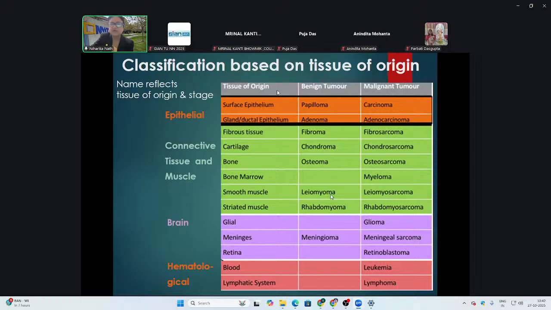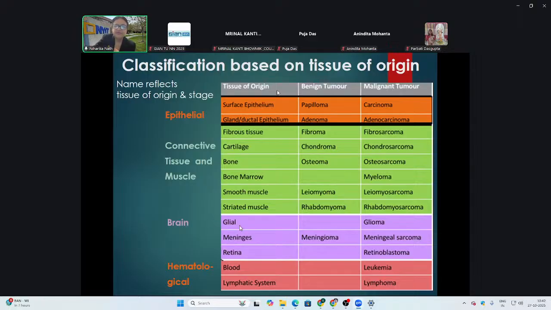They can still be treated. Some of them are rare, and some of them are common. So fibroma, osteoma, rhabdomyoma. But if it becomes malignant, then it is called a sarcoma. Sarcoma is the name given to connective tissue and muscle cancers.